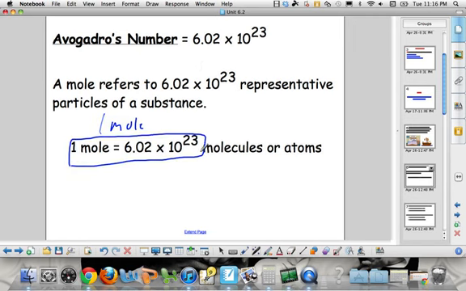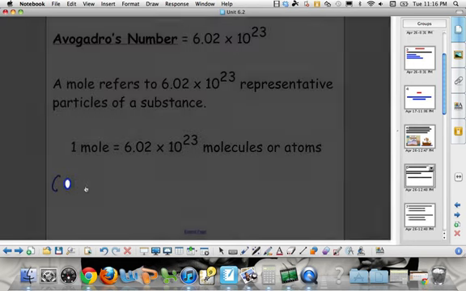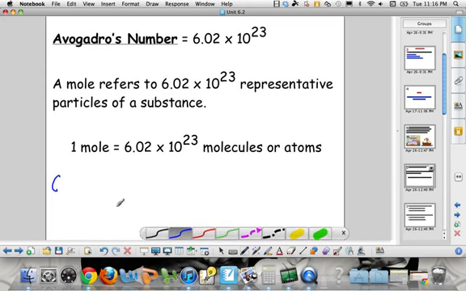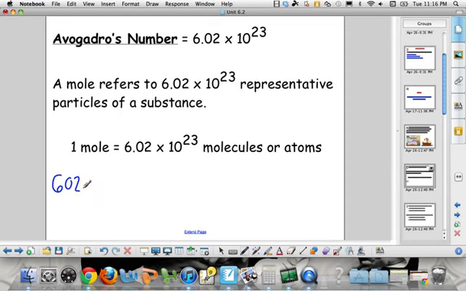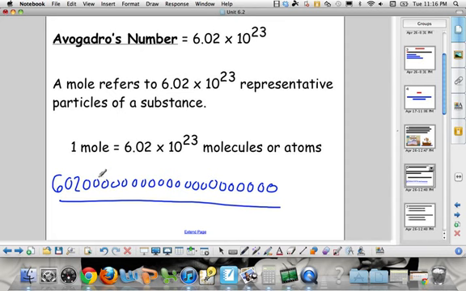Now you guys have to remember that this is in scientific notation, and this is a gigantic number. It is just a huge, huge amount here, right? I can write it out for you really quickly, just so you can see how massive this is. 602, and then I've got 21 zeros after that. That's a huge number that we're talking about. So 1 mole is equal to this gigantic number that we're looking at.